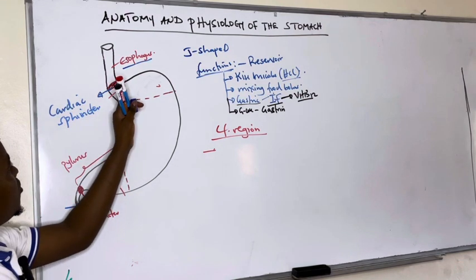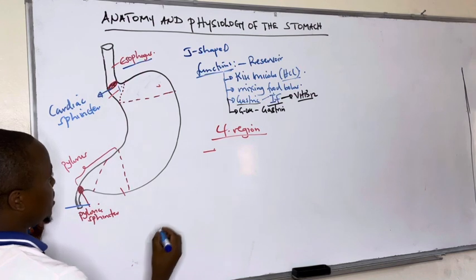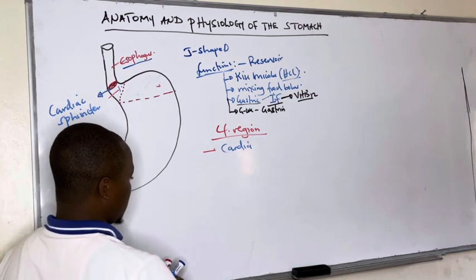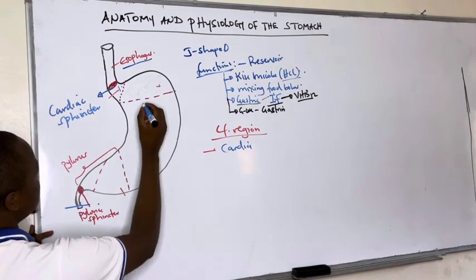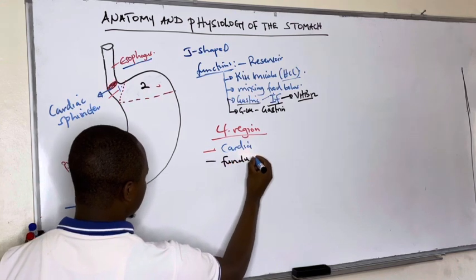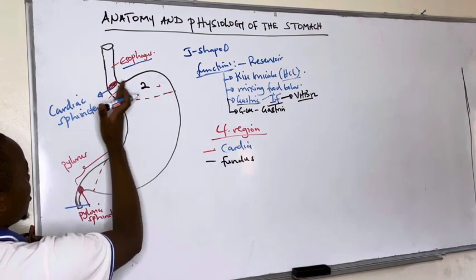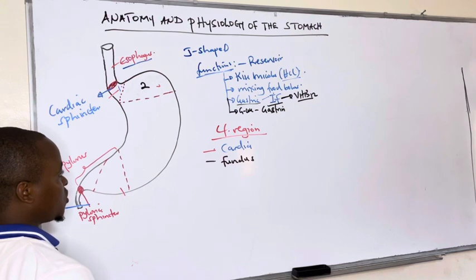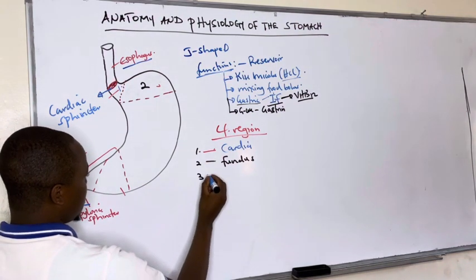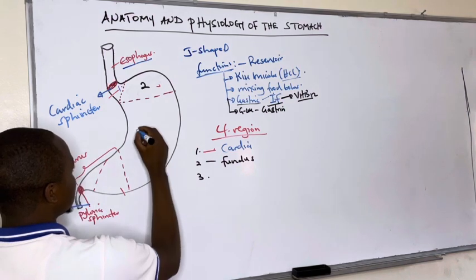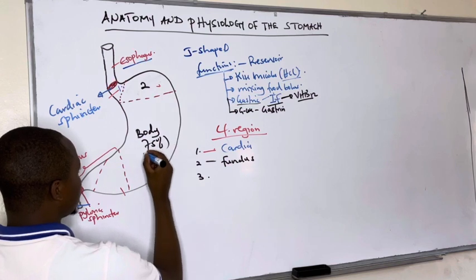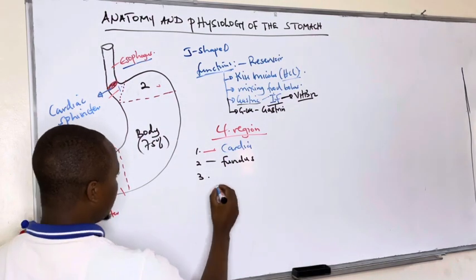And the first region of the stomach is the cardia. Then the second region is the fundus. Fundus is always found above the cardia, where the esophagus joins the stomach. The third region, which is the largest, is the body. So the body covers 75% of the stomach.